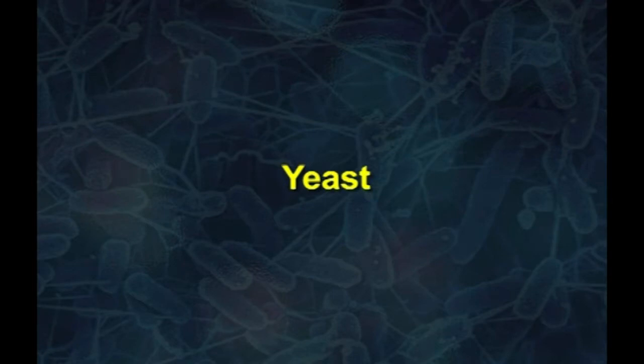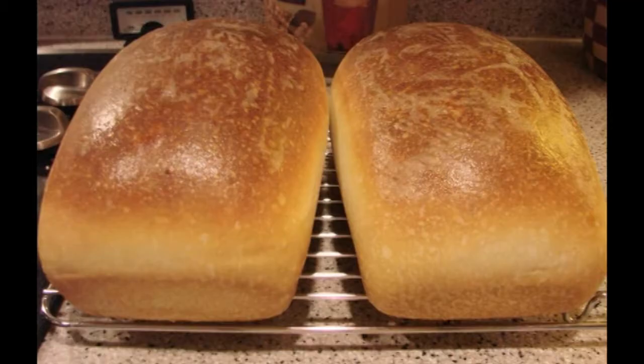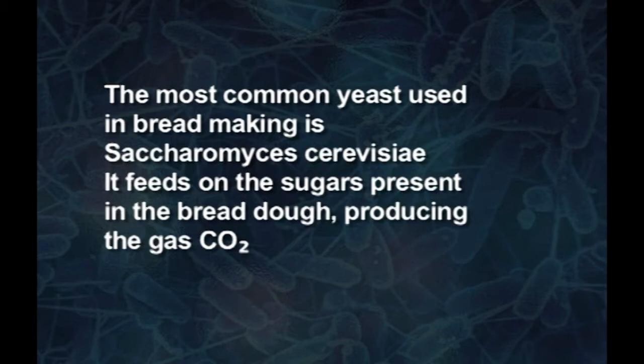After bacteria, yeast is another important microorganism which is widely used in food production. They have two main uses, baking and in the preparation of alcoholic beverages. Baking. Baked goods like bread rise because of the presence of yeast as a raising or a leavening agent. The most common yeast used in bread making is Saccharomyces cerevisiae. It feeds on the sugars present in the bread dough, producing the gas carbon dioxide. This forms bubbles within the dough, causing it to expand.